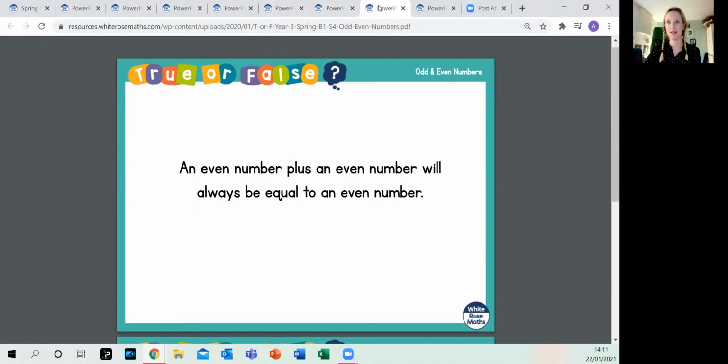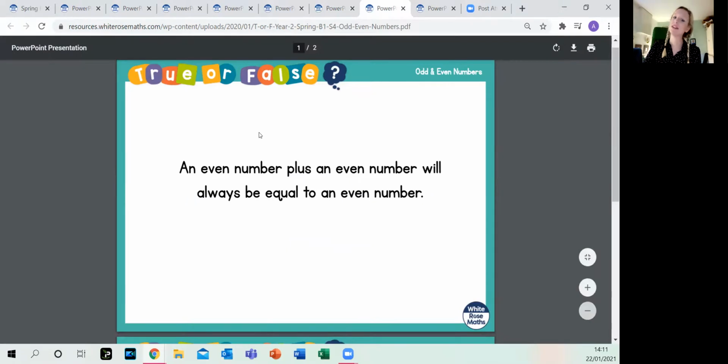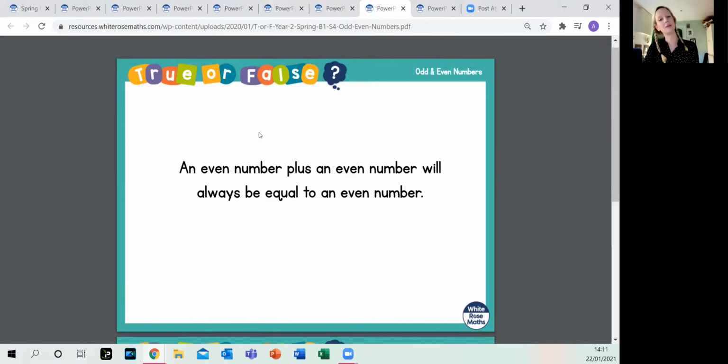Question 7. We definitely talked about this. An even number plus an even number will always be equal to an even number. True or false? What did you think?